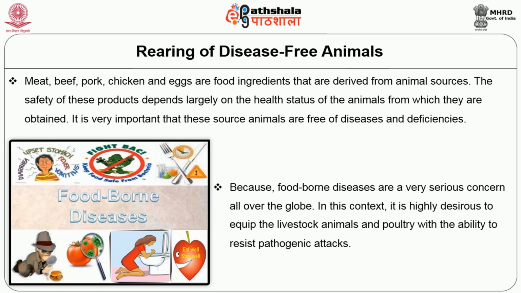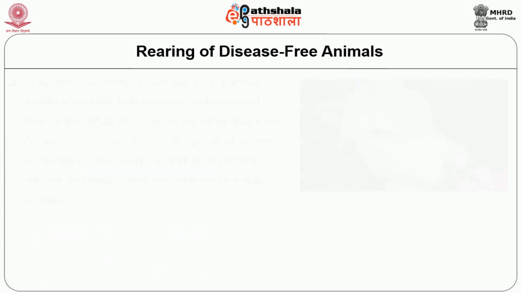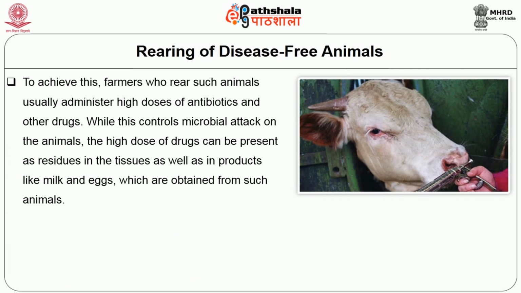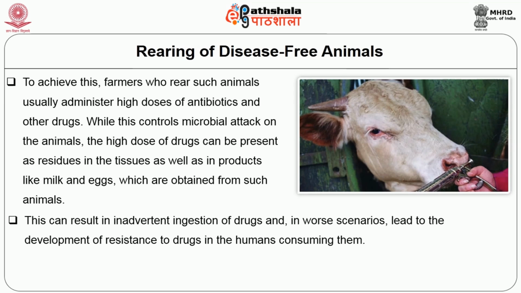In this context, it is highly desirable to equip the livestock animals and poultry with the ability to resist pathogenic attacks. To achieve this, farmers who rear such animals usually administer high doses of antibiotics and other drugs. While this controls the microbial attack on the animals, the high dose of drugs can be present as residues in the tissues as well as in products like milk and eggs, which are obtained from such animals. This can result in inadvertent ingestion of drugs and in worse scenarios lead to the development of resistance to the drugs in the humans consuming them.